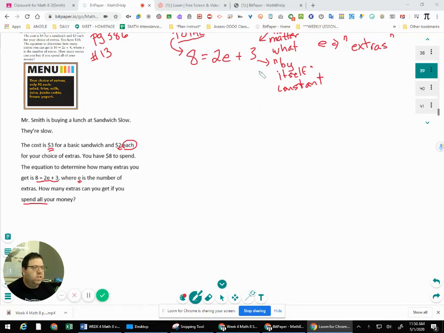So anyways, as I was saying, this number here, the number 3, is a constant. So it's by itself. It's the no matter what. So what we're trying to tell you guys is that no matter what, this sandwich is going to cost you $3. It doesn't matter. You could pile on as many extras, but if you pile on no extras, if you're just buying bread, and I don't know what would come with a basic sandwich, maybe lettuce, mayo, who knows, you're going to spend $3 no matter what.